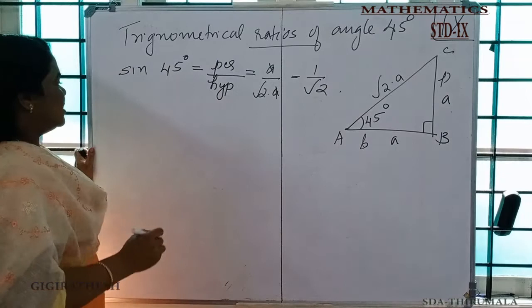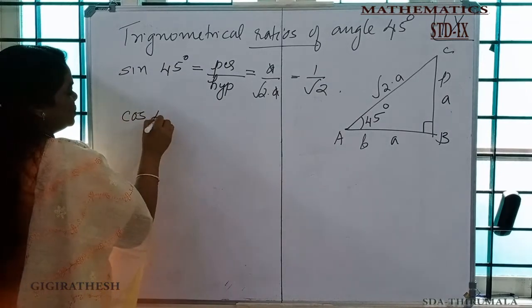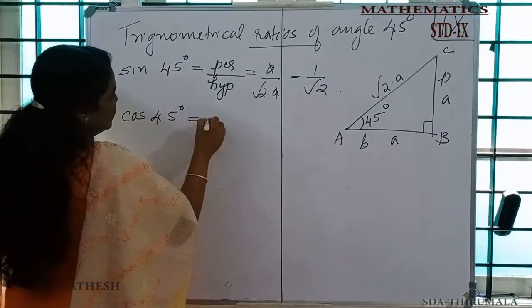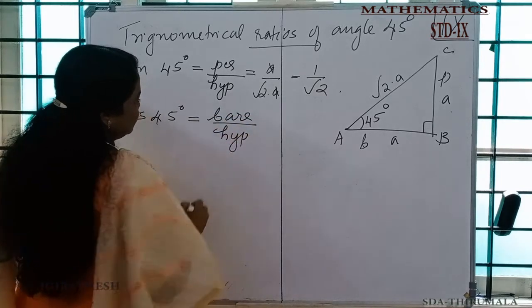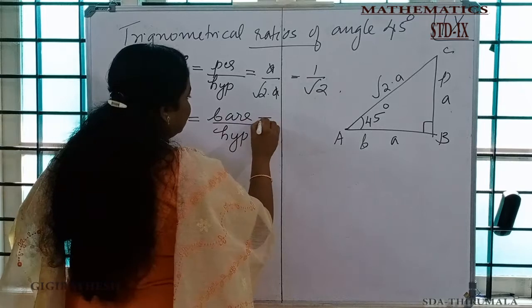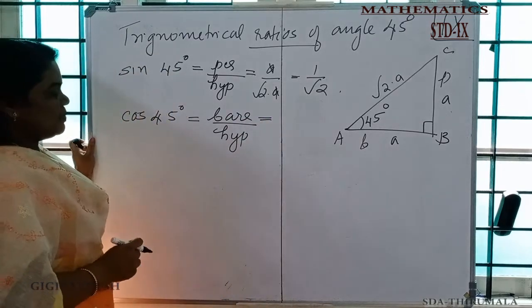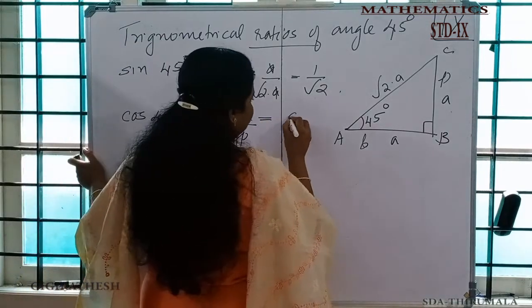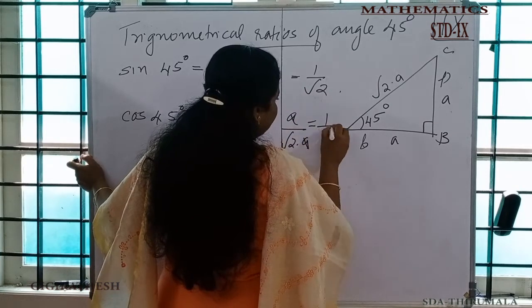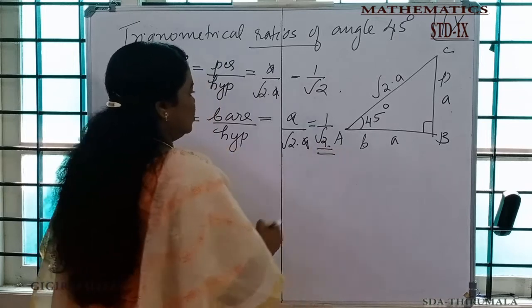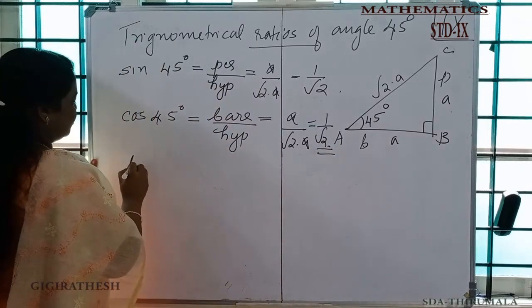Then next is cos 45 degree, which is equal to base by hypotenuse. Base is a and hypotenuse is root 2a, and cancelling a we get 1 by root 2. And the last one is tan 45.